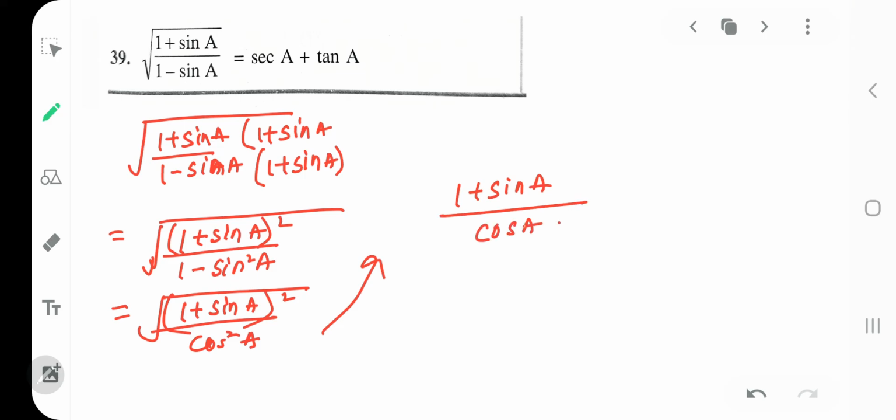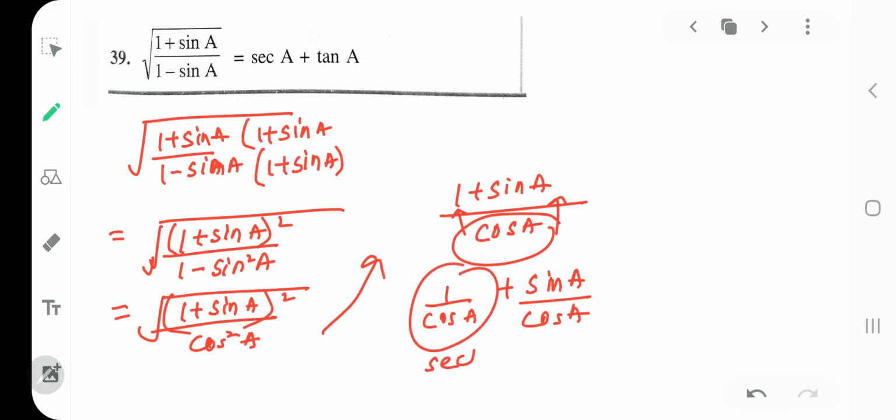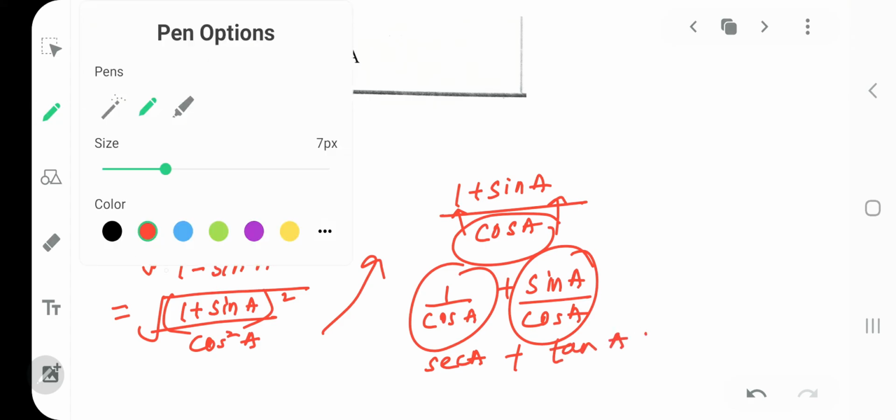As I said, this cos a will be with 1 also, sin a also. So 1 upon cos A plus sin A upon cos A. So 1 upon cos A, can I write it sec A? And sin A upon cos A, can I write it tan A? So that's your answer.